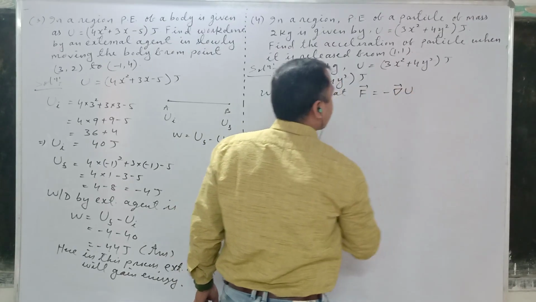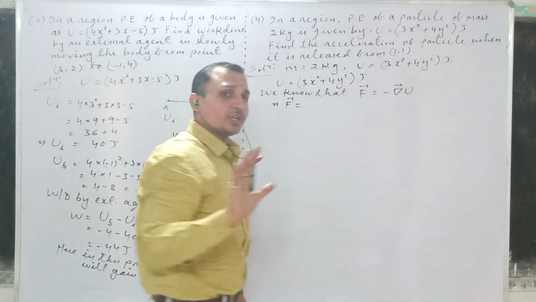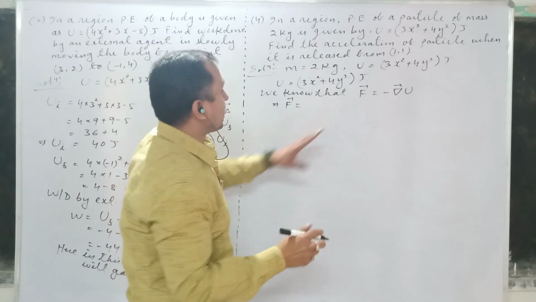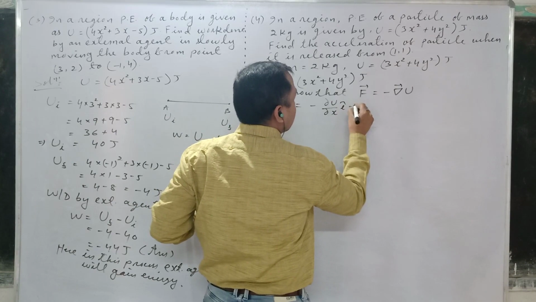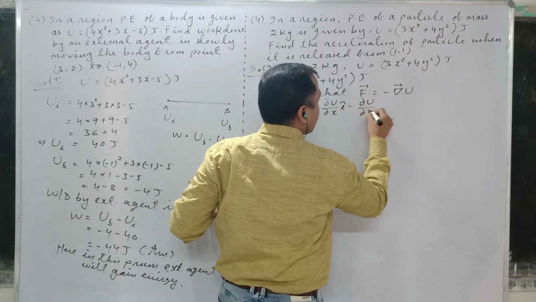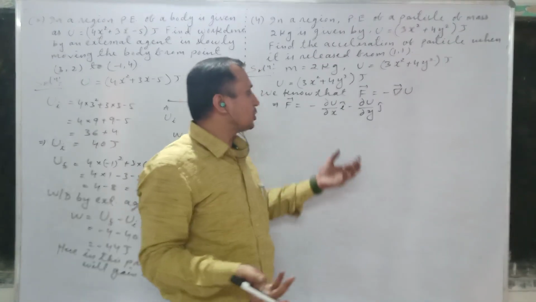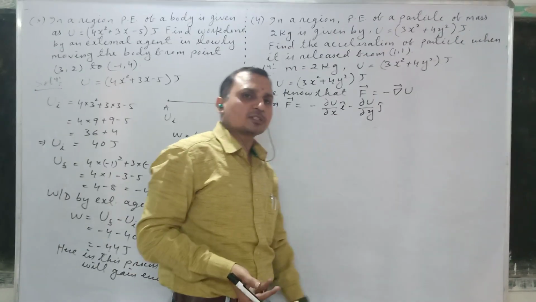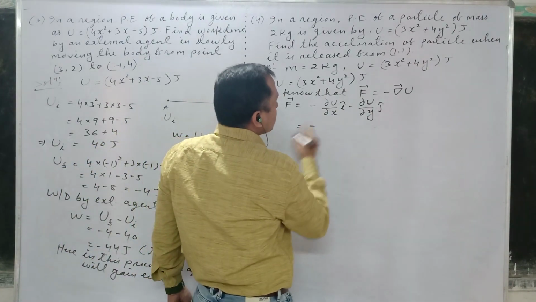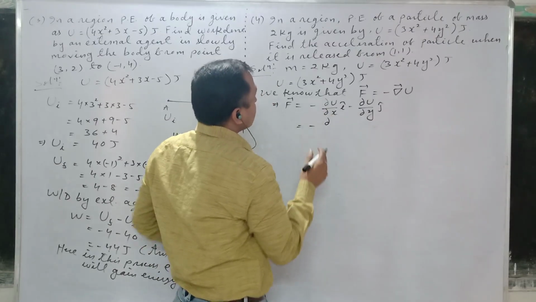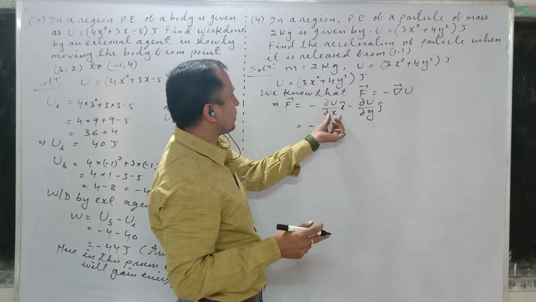So in case of gradient I can write here F is equal to, here z coordinate is not given in the question, that is why directly I can write here minus del u by del x i cap minus del u by del y j cap. That's all. Z coordinate is not given, that is why we don't require to find the partial derivative with respect to z. So this can be written minus del u by del x. I have to take the partial derivative of u with respect to x only.